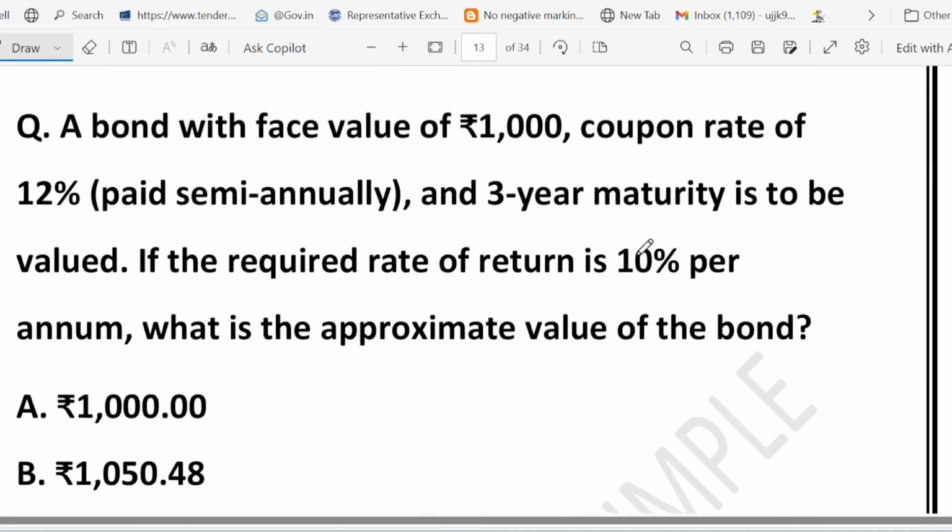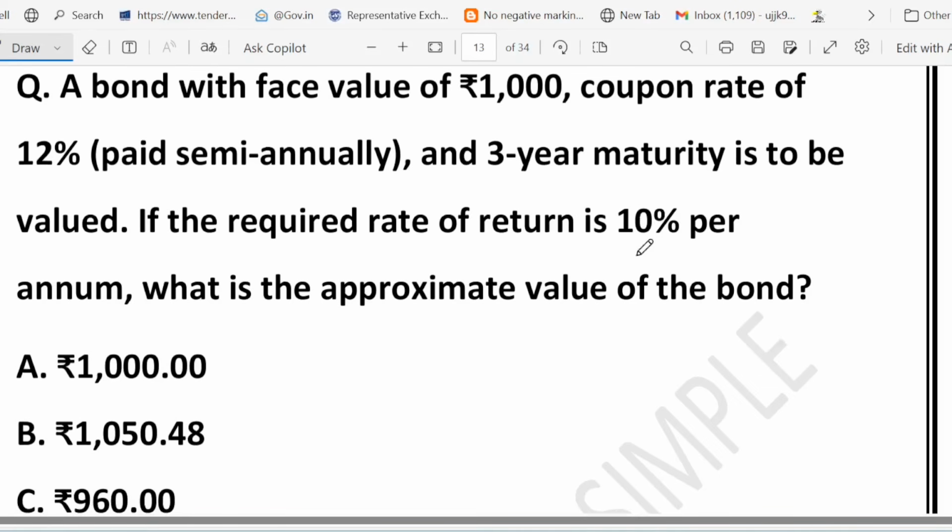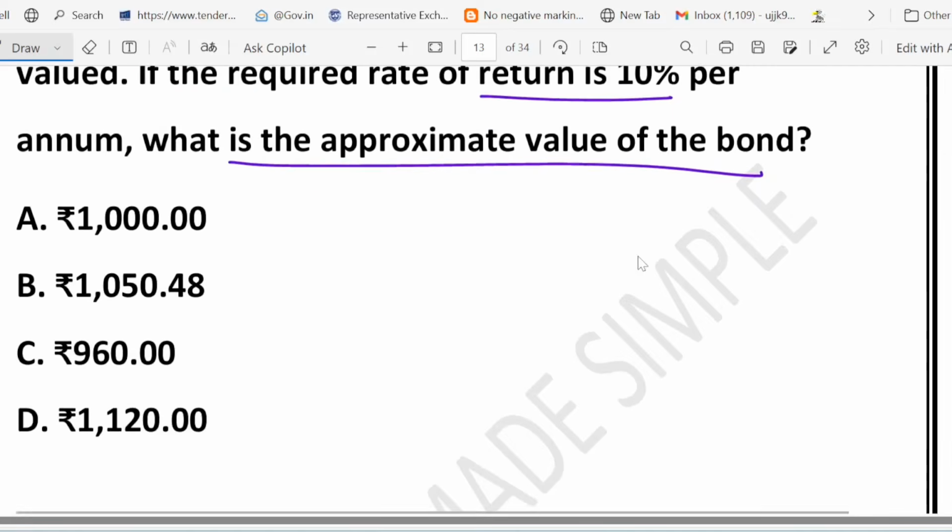Now friends, have a look at this question. Many questions are asked from bonds. In this question, they have provided data like face value of 1,000 rupees, coupon rate of 12% paid semi-annually, and 3-year maturity. The required rate of return is 10%. They have asked you to calculate the value of the bond.